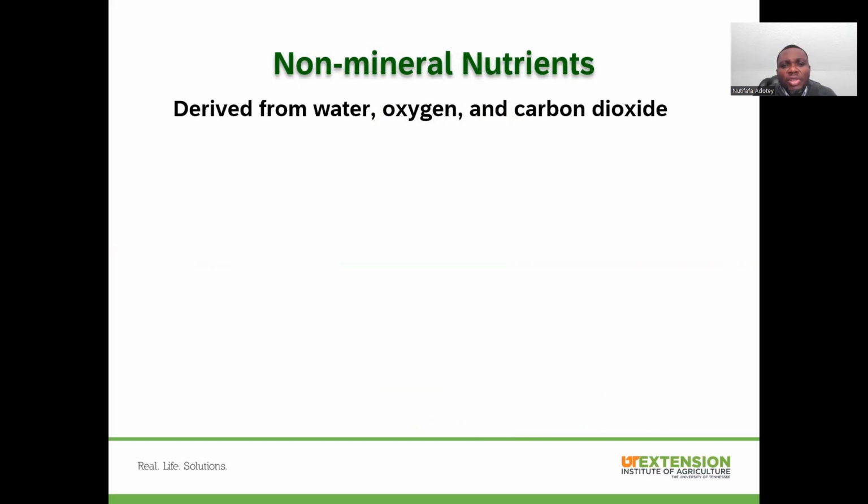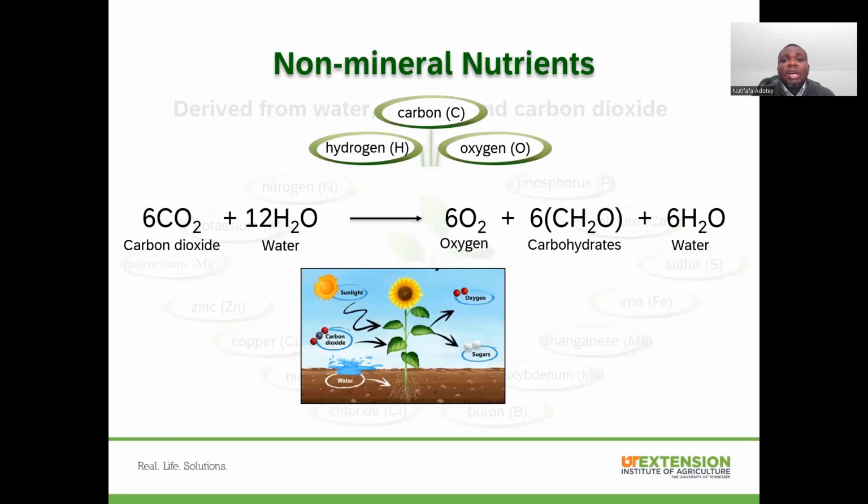So mineral nutrients, or essential nutrients, can be categorized into two broad groups. We have the non-mineral nutrients and then the mineral nutrients. The non-mineral nutrients are derived from water, oxygen, and carbon dioxide, and these are your carbon, your hydrogen, and then your oxygen. Carbon dioxide reacts with water to produce the carbohydrate, which is the energy source for the plants. So these non-mineral nutrients are mainly used in the photosynthesis process.